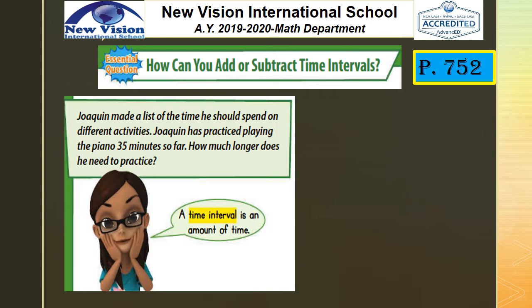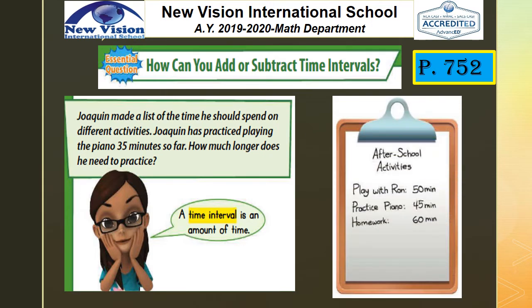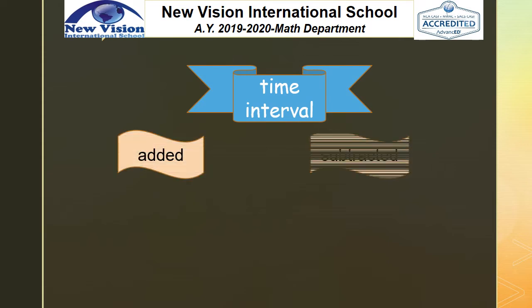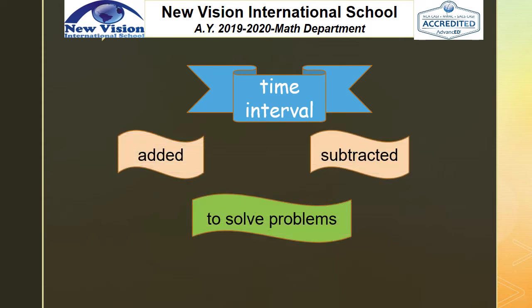Okay, so what question do you need to answer? What information will help you answer the question? You need to find out how much longer Joaquin needs to practice playing piano. The information that will help you is how much time Joaquin needs to practice piano and how long he has practiced. So now we know that time intervals can be added or subtracted to solve problems.